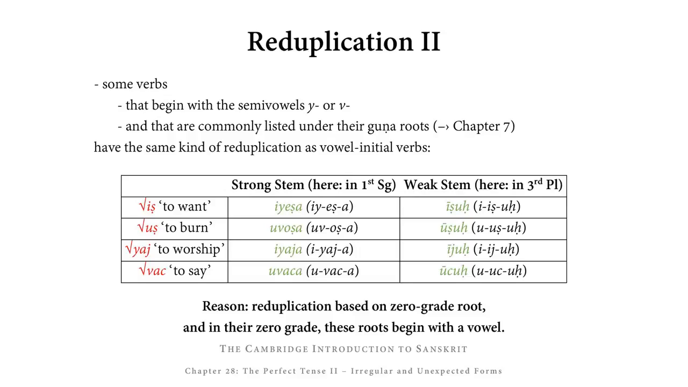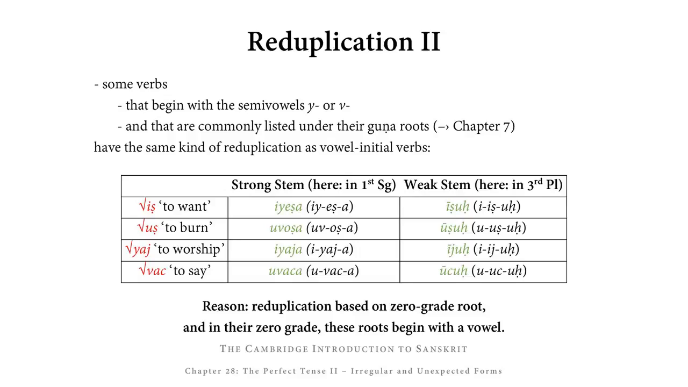On the basis of these, we then form the reduplicative syllables, which are i and u respectively, and it's i and u that are then added in front of the verbal root to form the perfect stem. So, for example, in the middle column here, we have the first singular forms of these verbs. We have i, the reduplicative syllable, added to yaj, the root in guna, and then we have a, the ending for the first singular, giving us iyaja.